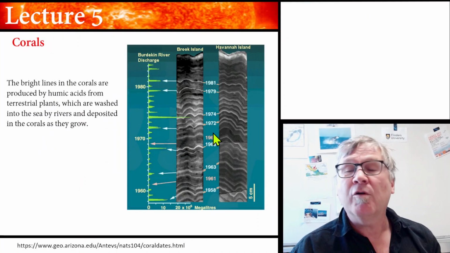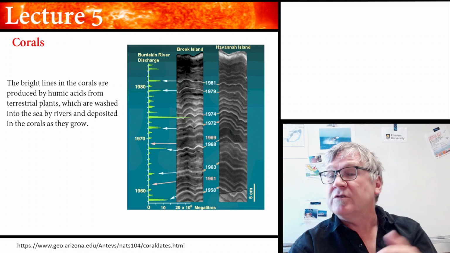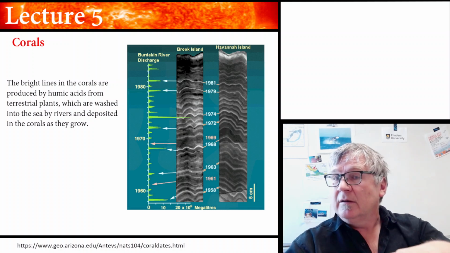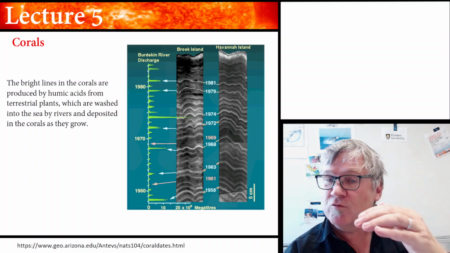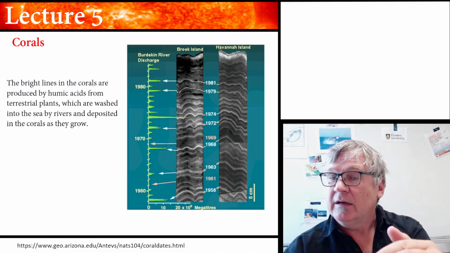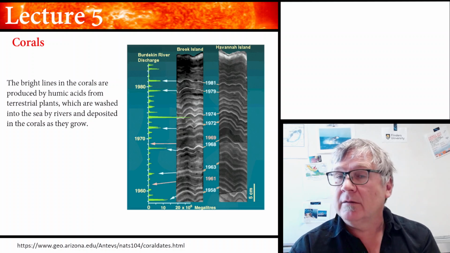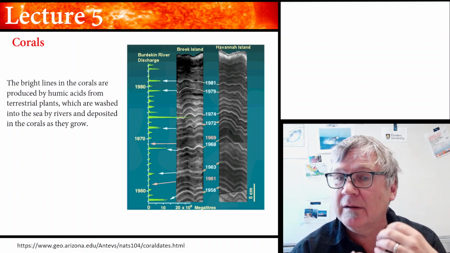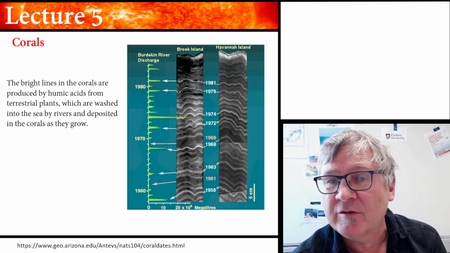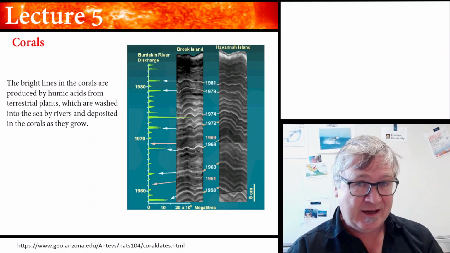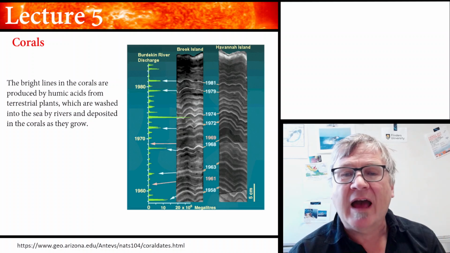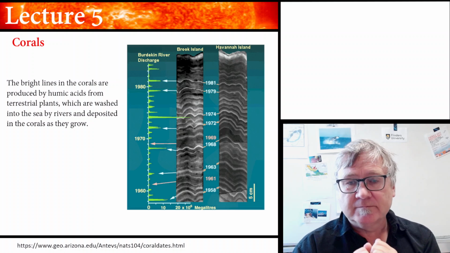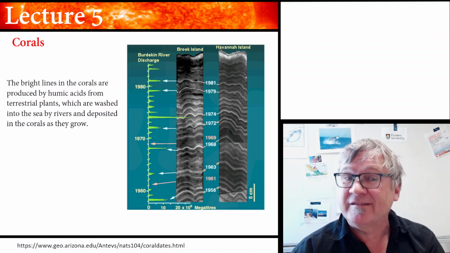Okay, corals. Corals also contain layering. As corals grow, they also record certain types of climatic conditions. This is one example from the Great Barrier Reef, from Brook Island and Havana Island. Examples of a core taken from a coral.